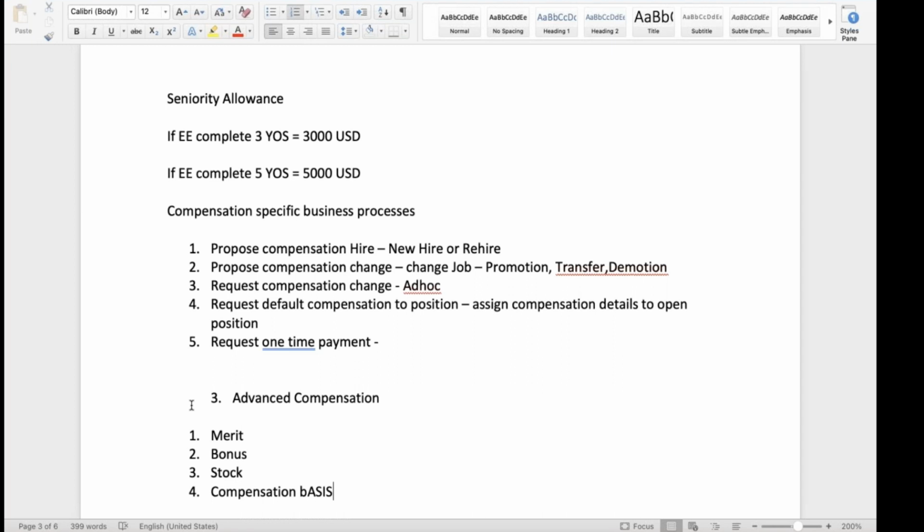Bonus is based on individual performance, company performance, and the scorecards; employees will get an annual bonus. Stock means company-owned stocks, shares. They will give them to employees to retain the employee in the organization, or because the employee is really doing well. As part of benefit, we give some shares to the employee. That falls under stocks. Compensation basis is a calculated basis. It will display the total cost to company and the total earnings of the employee.